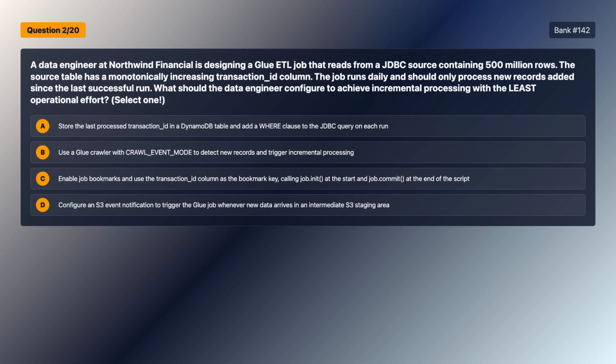Question 2. A data engineer at Northwind Financial is designing a Glue ETL job that reads from a JDBC source containing 500 million rows. The source table has a monotonically increasing transaction ID column. The job runs daily and should only process new records added since the last successful run. What should the data engineer configure to achieve incremental processing with the least operational effort? Select 1. Review the answer choices on screen.